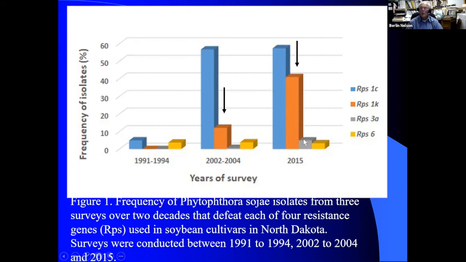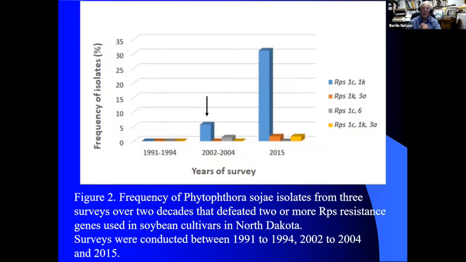Okay, not too many for RPS3A or RPS6. Still pretty mild, pretty low numbers down here. Now let's take a look at the number of isolates that can attack two of those genes. If we look back at 2002, 2004, there were about 5% of those isolates that could attack the RPS1C gene and the RPS1K gene. So they had 1C and 1K in their pathotype name.